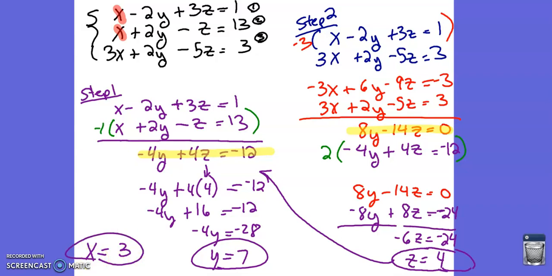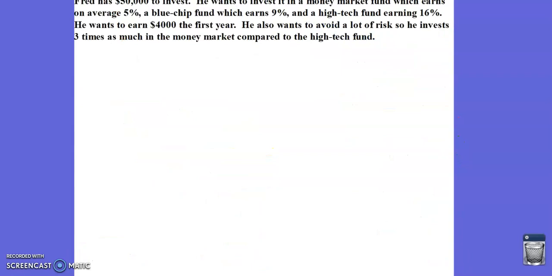All right, so let's look at one more example using it as a word problem.